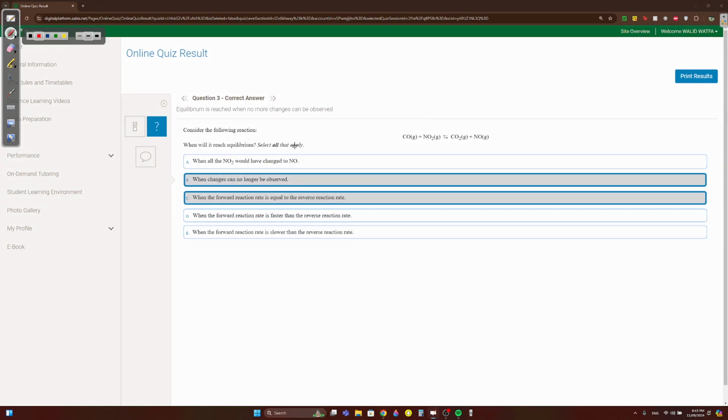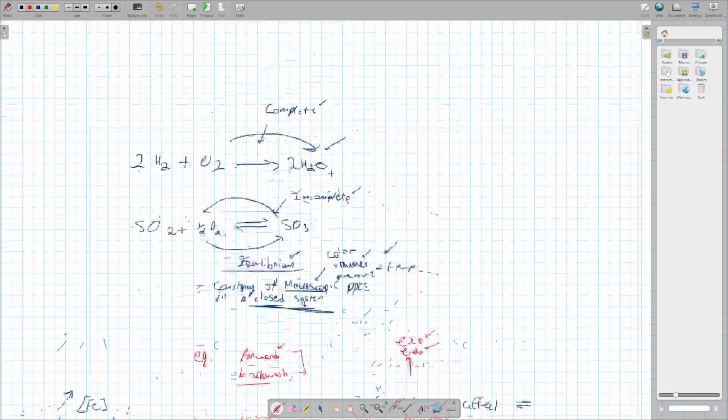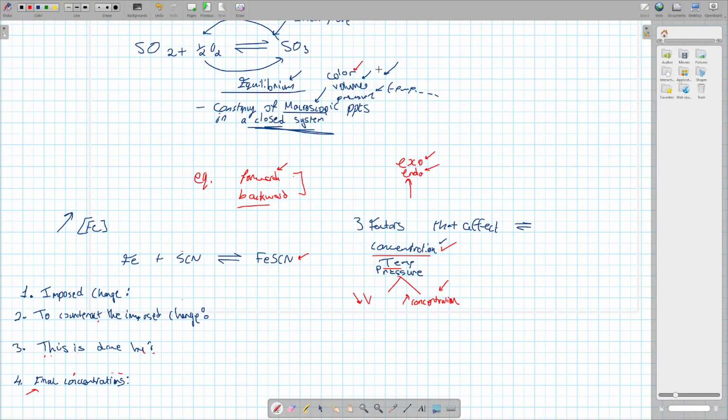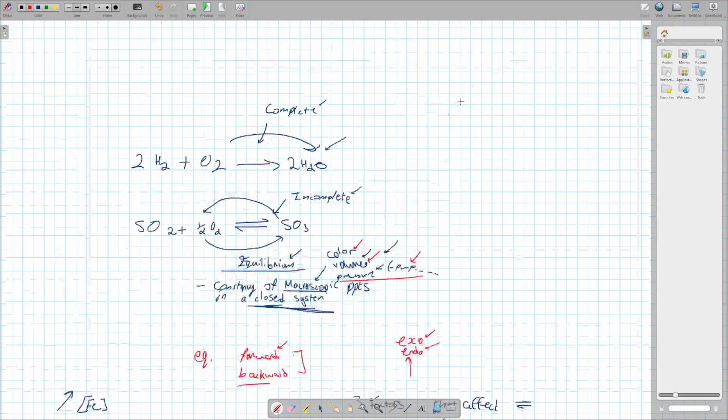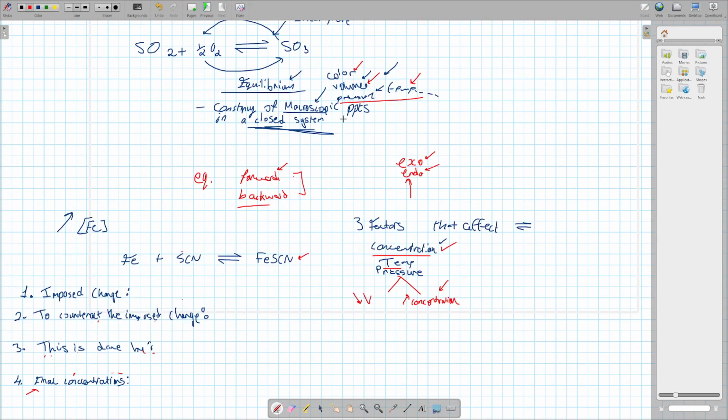Question 3. When will any reaction reach equilibrium? When all the NO2 changes to NO, when something is fully used up? Definitely no. When changes can no longer be observed? Yes. When the macroscopic properties are constant, so we cannot observe any changes in them. For example, no more change in color, no more change in volume, no more change in pressure, no more change in temperature. One thing for both the forward and backward is equal, and that thing is the rate. At equilibrium, the rate of the forward reaction is equal to the rate of the backward reaction.